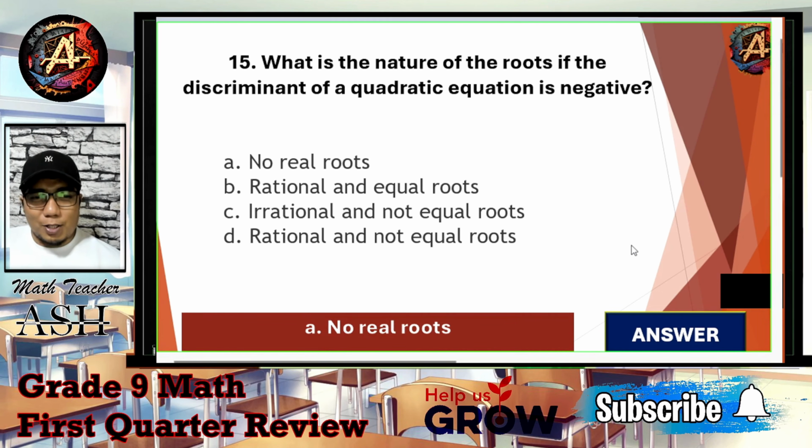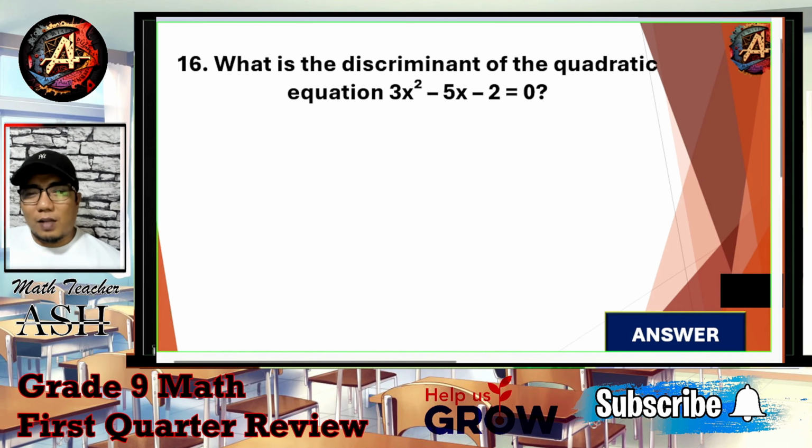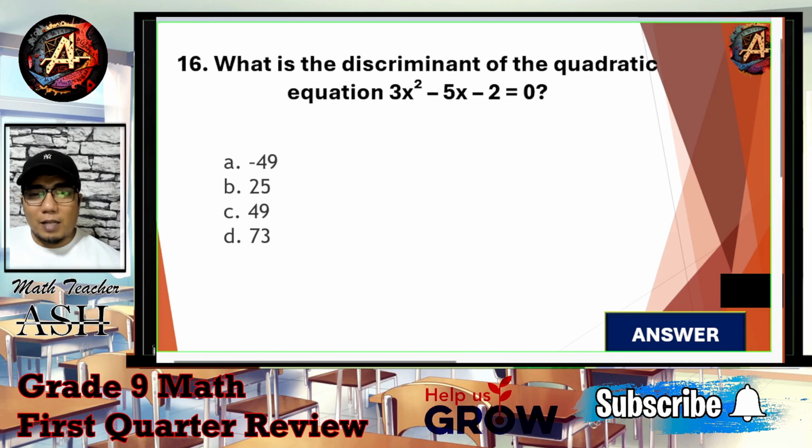Alright, my dear math learners, so now let us go to question number 16. What is the discriminant of the quadratic equation 3x squared minus 5x minus 2 is equal to 0? Is it A, negative 49, B, 25, C, 49, or D, 73? I'll give you 5 seconds to think about your answer.